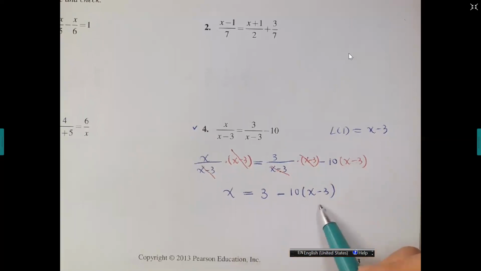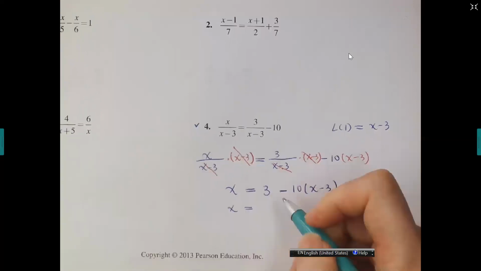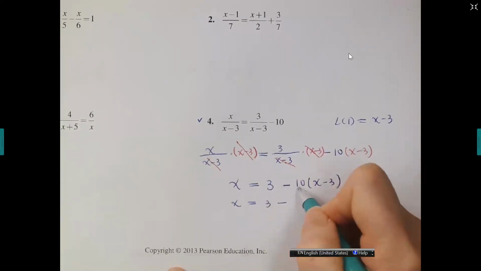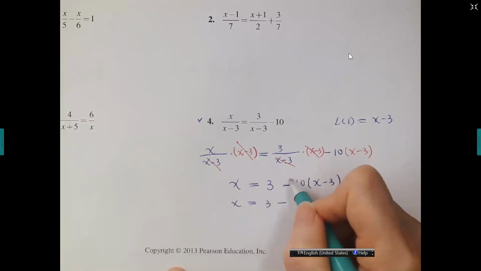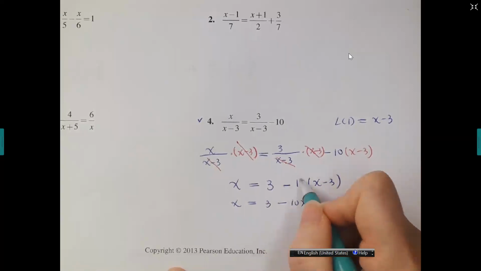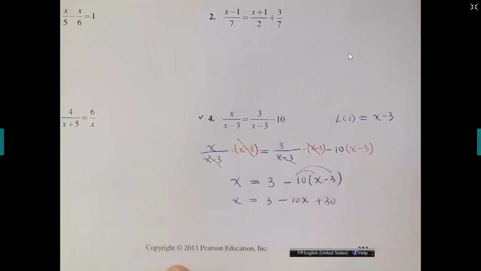This turns into what? A linear equation. Why? Because after we remove the parentheses, there is no square term. To solve a linear equation, we are going to remove all the parentheses. And don't forget the distributive law: negative 10 times x is negative 10x. Minus 10 times negative 3, negative turns into positive. So this is the linear equation here.